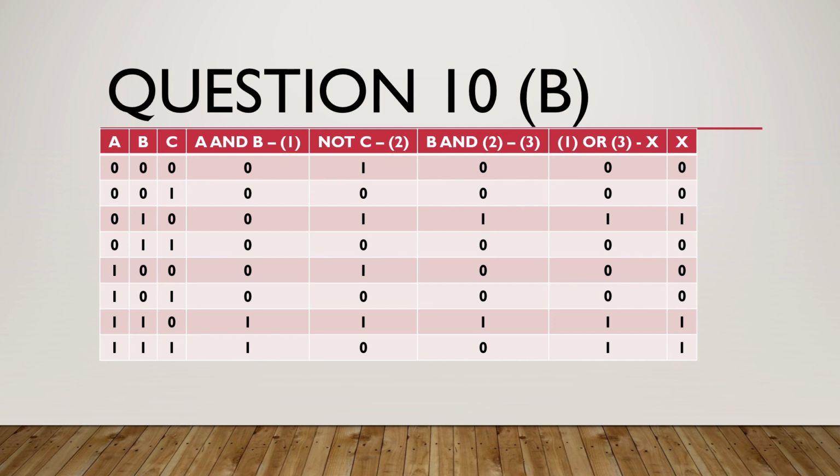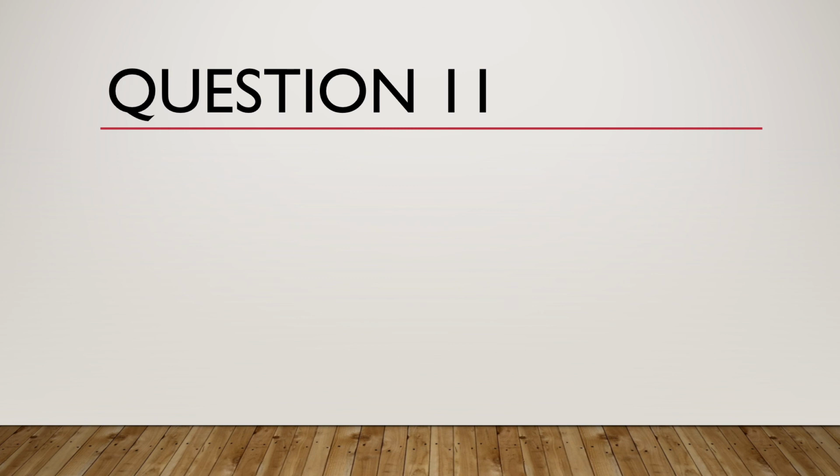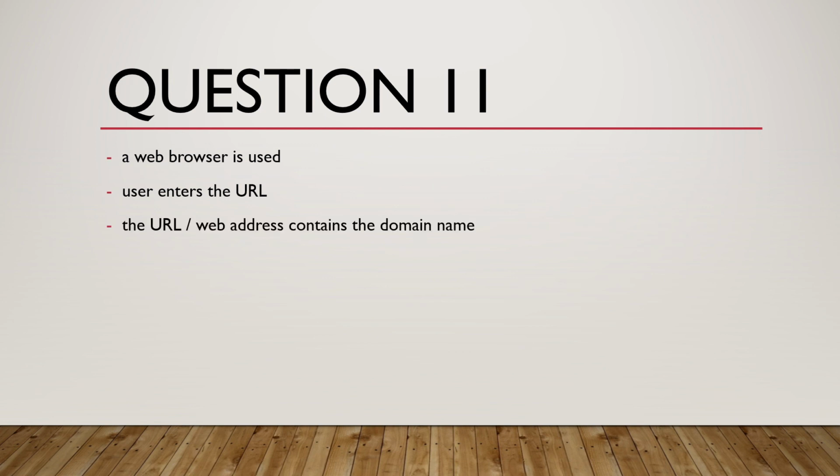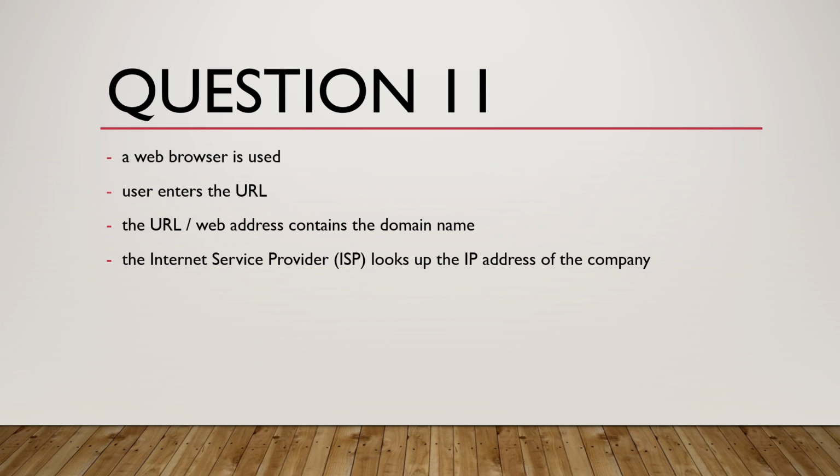Last question, question number 11. Here we have to explain how the information stored on the company's website is requested by the customer, sent to the customer's computer and displayed on the screen. A web browser is used for this question. The user enters a URL in the web browser. The URL or web address contains the domain name. The internet service provider looks for the IP address of the company using the domain name.